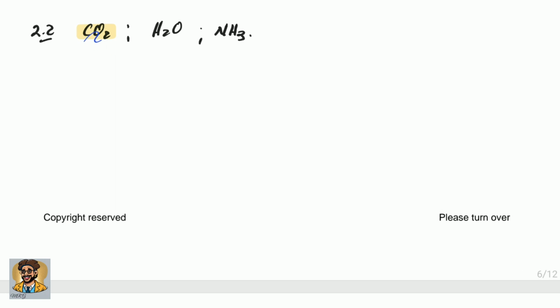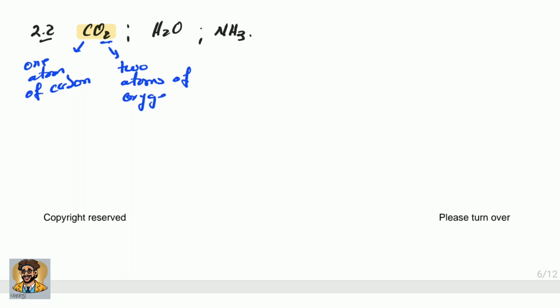Now, you need to know that carbon dioxide has one atom of carbon and two atoms of oxygen. This is important to know. You need to know how many atoms there are. Second, you need to be able to draw the Lewis dot diagram for each of these atoms. Let's start with the carbon.